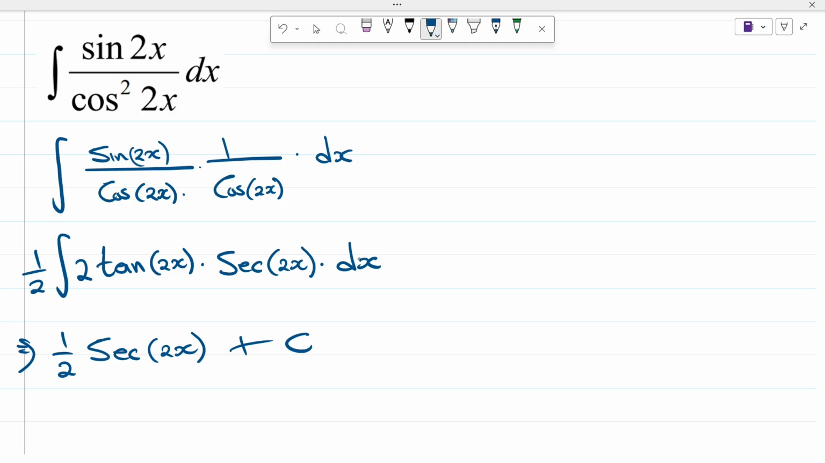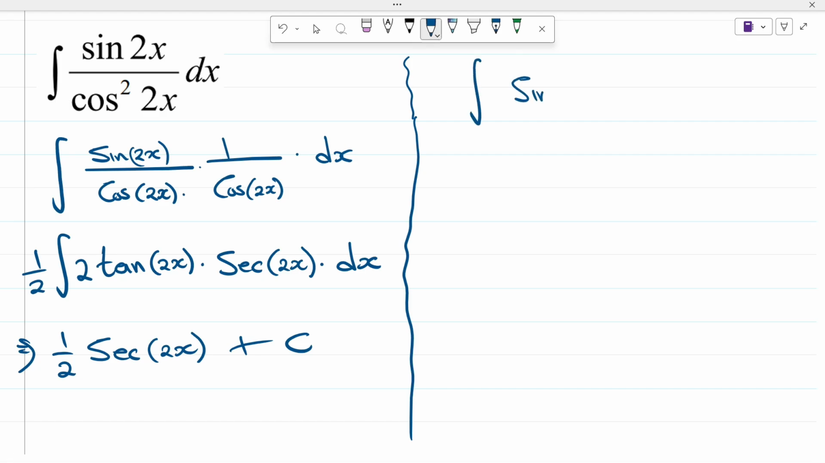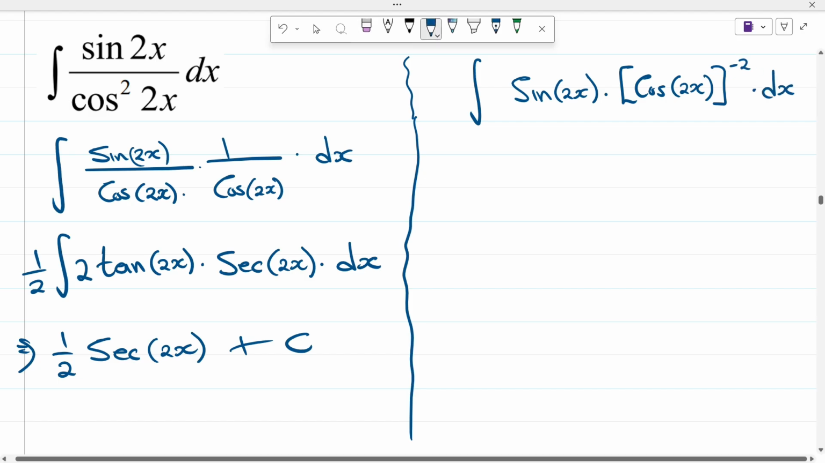Okay, another person could have went with this form. So let me just write the other method. One could have first rewritten the integral in this format and say this is sine of 2x multiplied by cos of 2x to the power minus 2 dx.